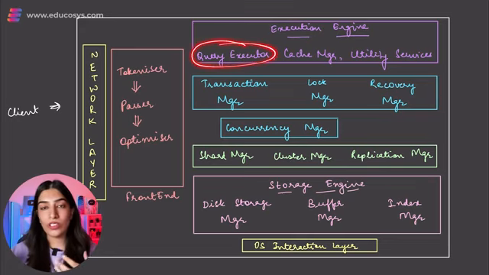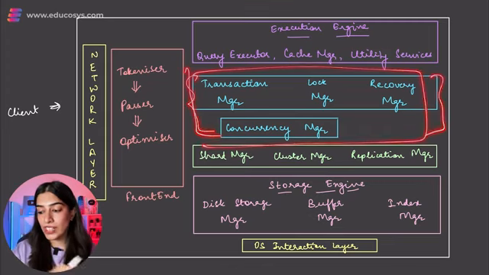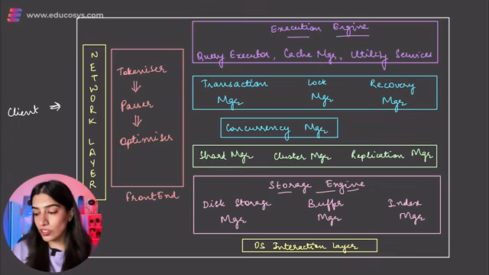The execution engine is going to make sure that our query is executed properly, and it is also going to take care of cache management and utility services like auth, backup, metrics, and so on. Then we need to take care of our transaction management. All of these components together take care of transaction management, within which we make sure that, if needed, we follow ACID properties: atomicity, consistency, isolation, and durability.